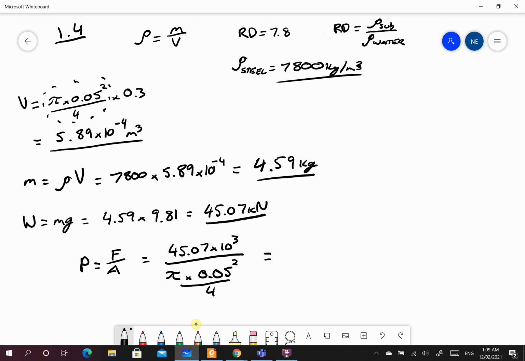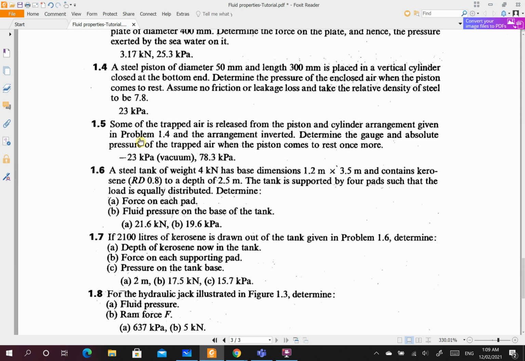And this here, once you punch them in, gives me 23 kPa. Alright, so that solves this one here. It's nothing too difficult, but that's what we're looking at. Some of the trapped air is released, so looking at 1.5 now. So what's happening here is basically flipping it upside down. So determine the gauge and absolute pressure of the trapped air.